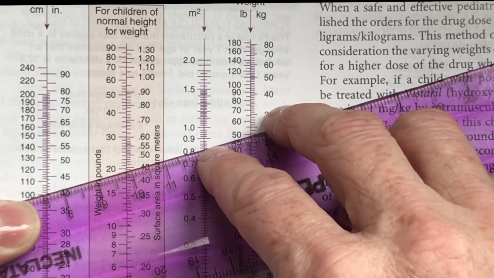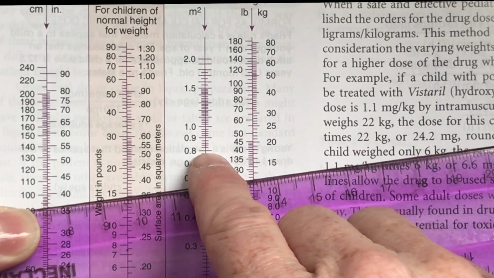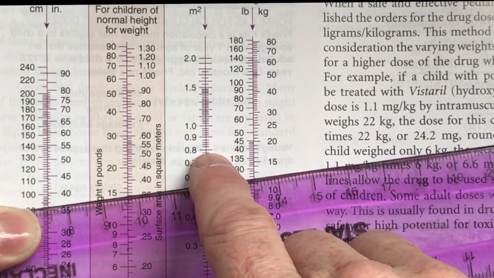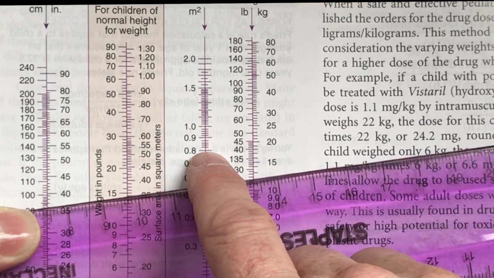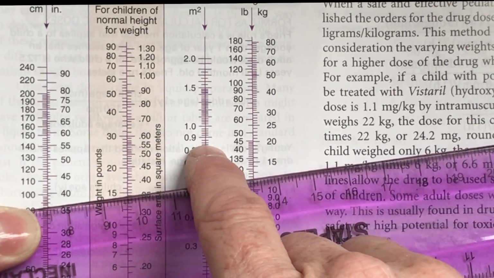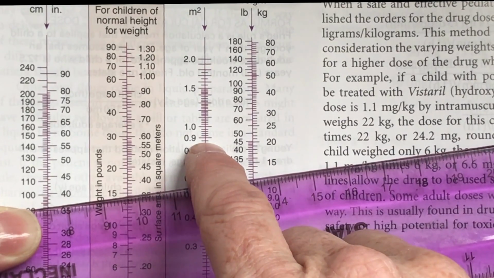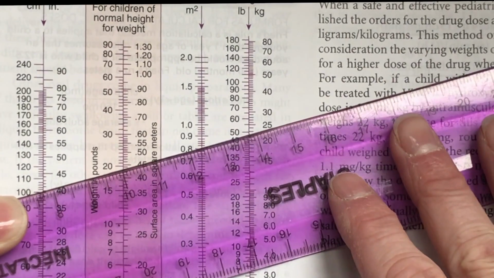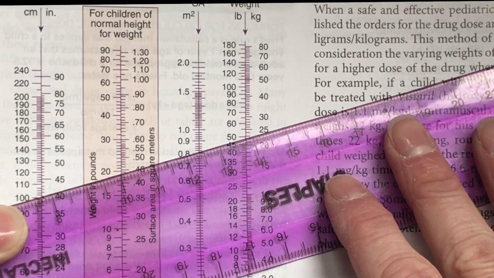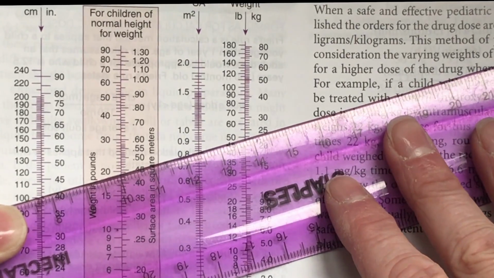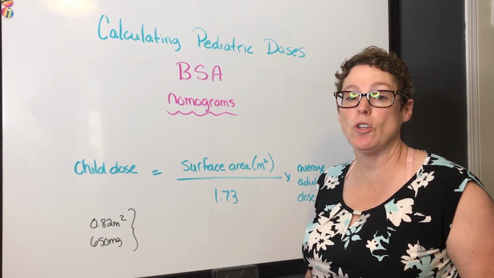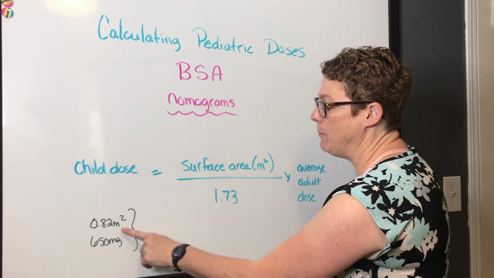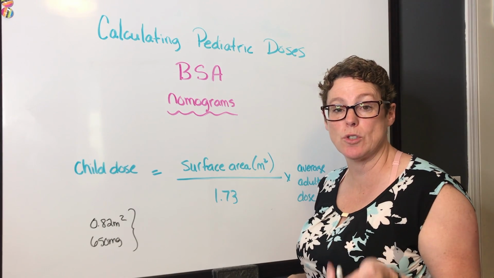So if I look at that line, I'm just going to move my measurement away. There's 0.8 and there's 0.9, which means each little line is worth 0.02. So 0.8, 0.82, 0.84, 0.86, 0.88, 0.9. And I was at that first line. So 0.82 meters squared. Okay, so based on my nomogram with someone who is 100 centimeters tall and is 50 pounds, I came up with a surface area of 0.82 meters squared.